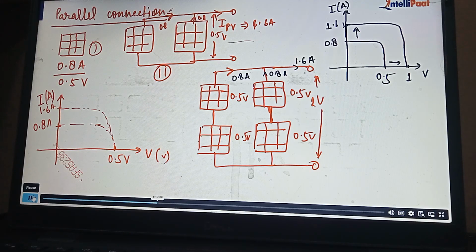Any confusion in this? How do we draw the characteristic for these panels? Repeat once again, please. Now, how do we get this characteristic?